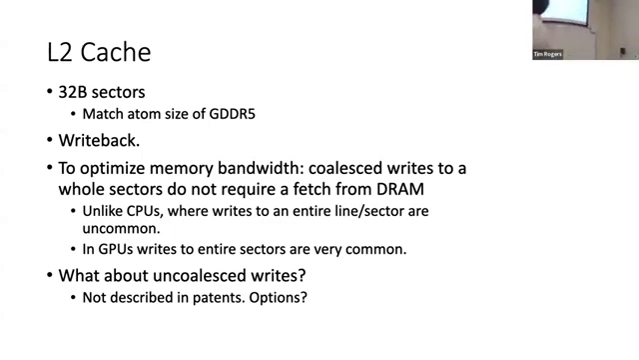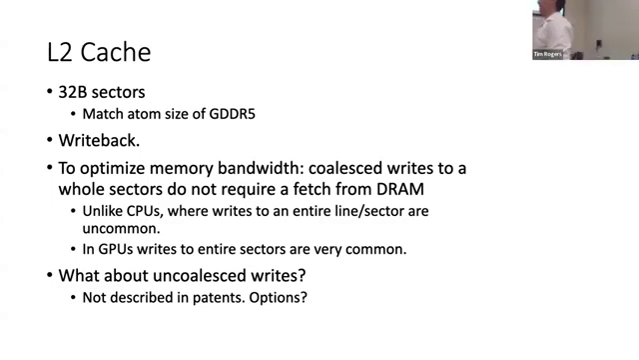To optimize the memory bandwidth, they do the same thing that the L1s do, where if you have a coalesced write, it's not going to read the whole line from DRAM. It's just going to write it right away. Because it's very common that you have a fully coalesced write that's going to write to all 32 bytes of a sector. We don't want to load that sector in and then overwrite the whole thing. So that optimization is in there.